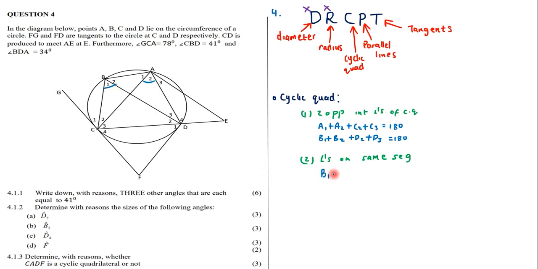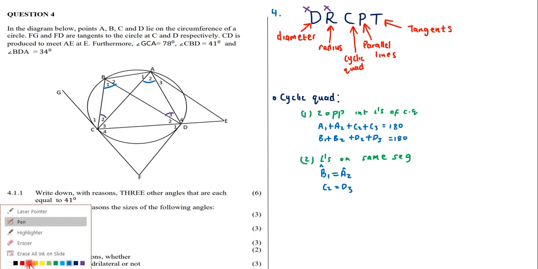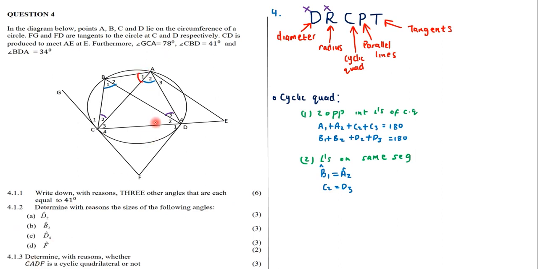I'll say B1 is equal to A2. And then the second one will be this one. Let me use a different color so as not to confuse them. This one is equal to that one, so I'm going to write it as C2 equals D3. And then I'm going to flip my butterfly and focus on these two now.